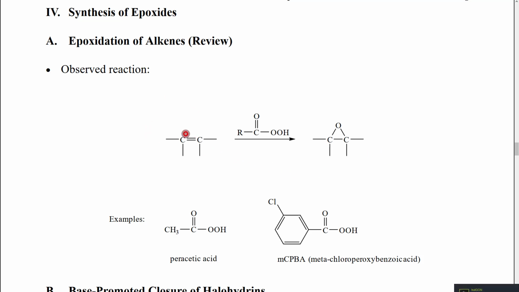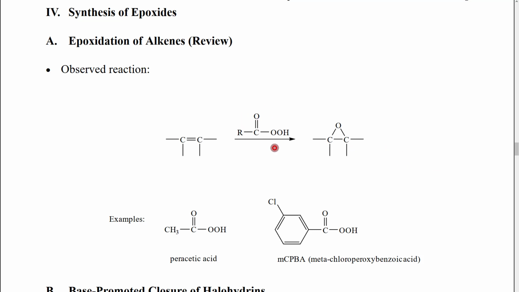In this reaction, we start with an alkene, and we treat it with a peroxy carboxylic acid. This reacts, the alkene is converted to a single bond, and a cyclic ether ring is formed between the two carbons of the alkene. We call that cyclic ether ring an epoxide.